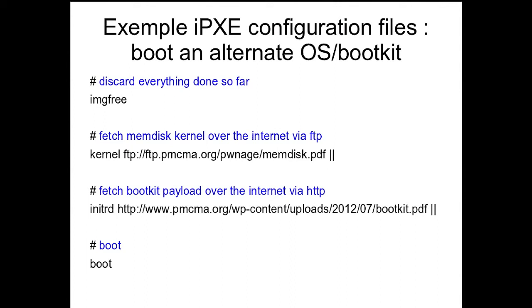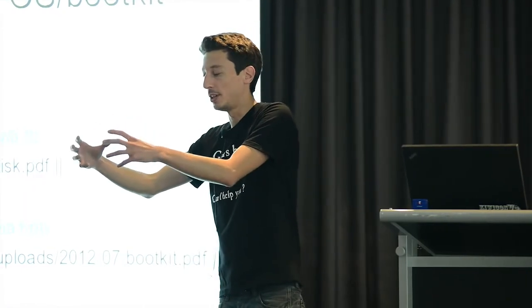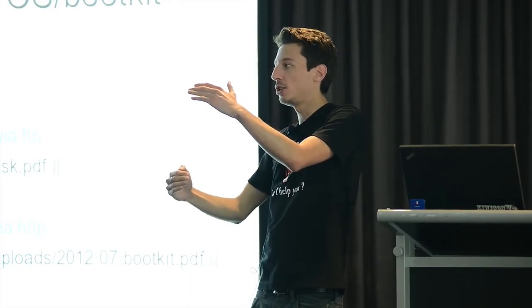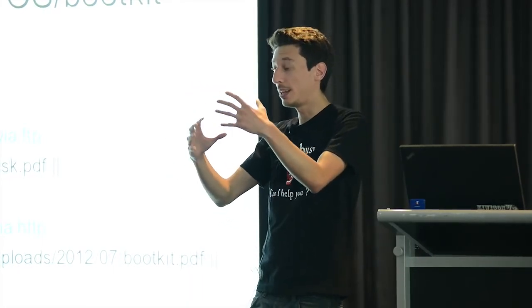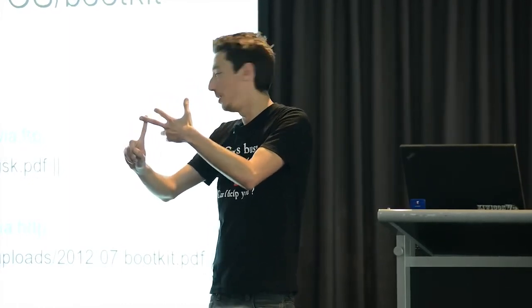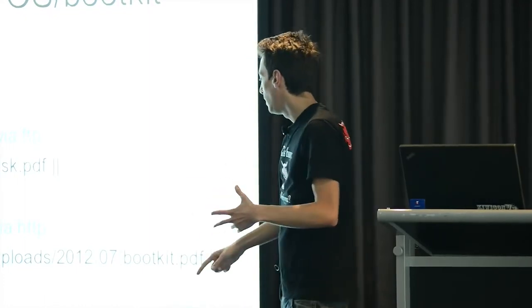Then, as an example of configuration, we can say, okay, forget all that we've done so far. You're going to download me a kernel over FTP, why not? initRD over HTTP and boot the stuff. So what we just did as a demo is exactly this. We connected to a remote command and control over HTTP. The command and control contained another iPXE configuration, which told the BIOS where to find a memdisk and an initrd, right? And the initrd being the bootkit itself.